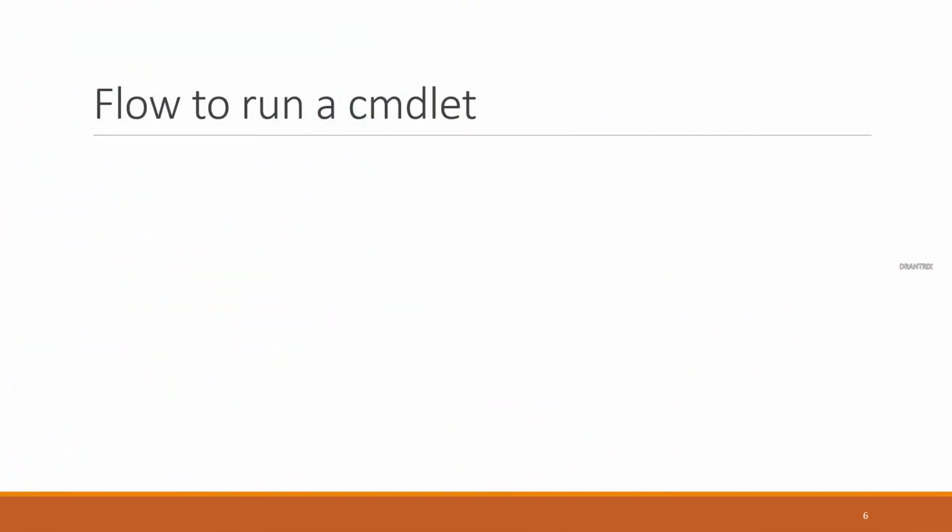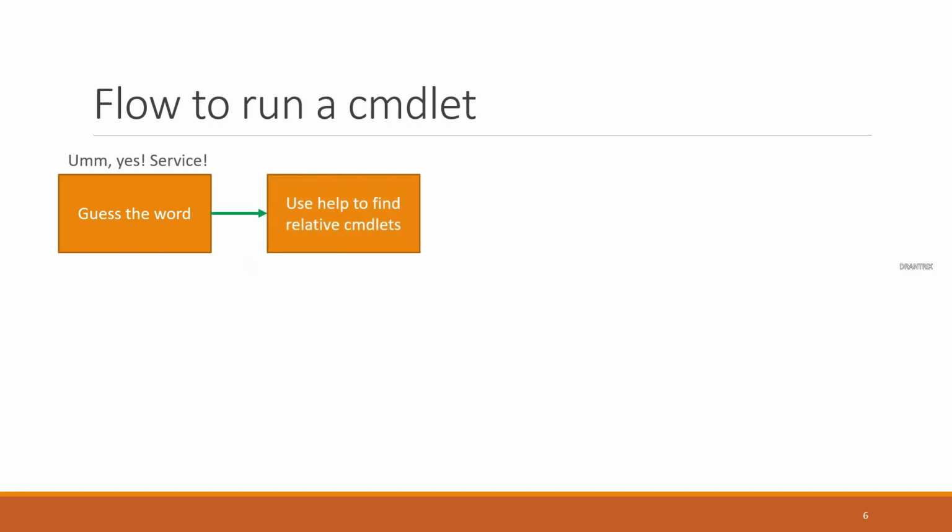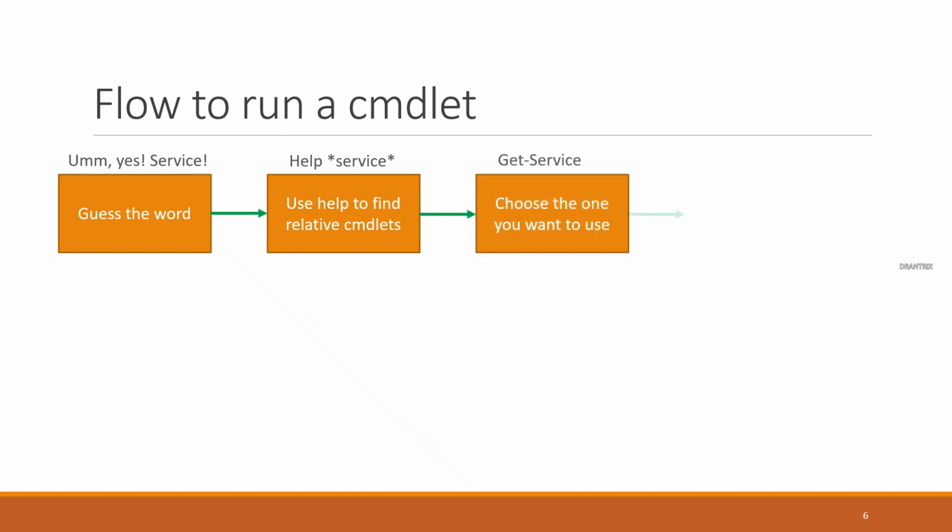So now going to the flow to run a cmdlet. First thing, we just need to guess the word. For instance, now I want to get the status of the spooler service, and guess the word. Correct, service. Now use the help system to find the relevant cmdlets. I'll go with help star service star. Now I will get a bunch of cmdlets, and from those I have to choose the one I need, which is Get-Service.